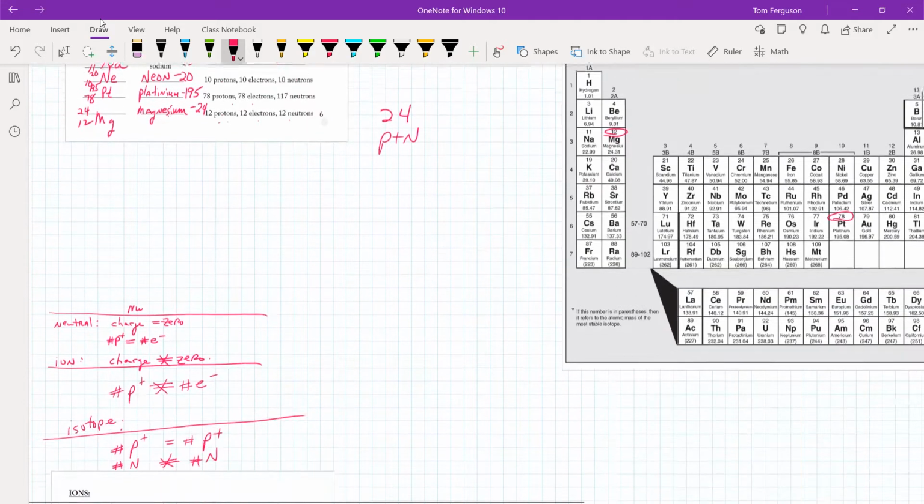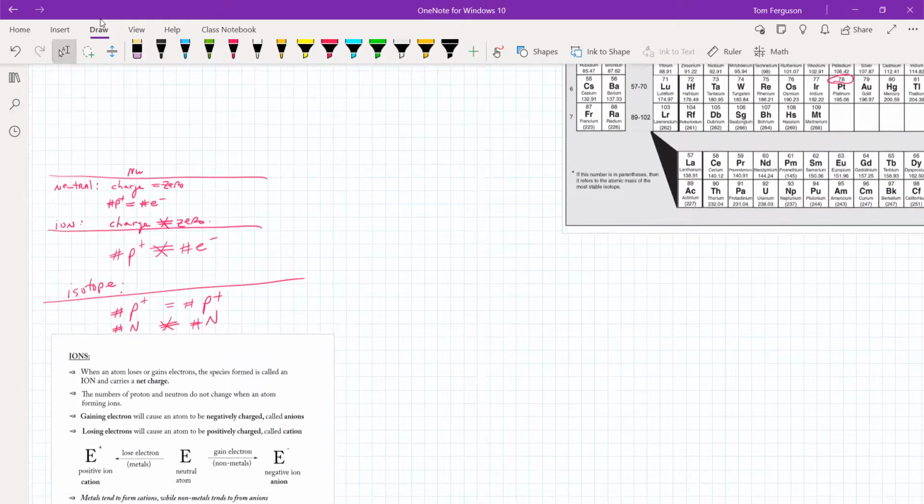Okay, all right, so let's now talk about, there are three kinds of situations when we're talking about atoms. We have a neutral charge. That means that the number of protons equals the number of electrons. We have something called an ion if the number of protons does not equal the number of electrons, in which case we're going to have a net charge, either positive or negative. And then we also have a situation where we have two elements where the protons are equal, but the neutrons are not. That's called an isotope.